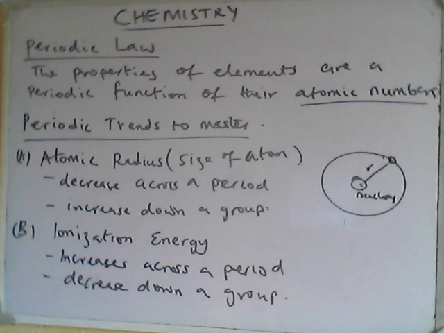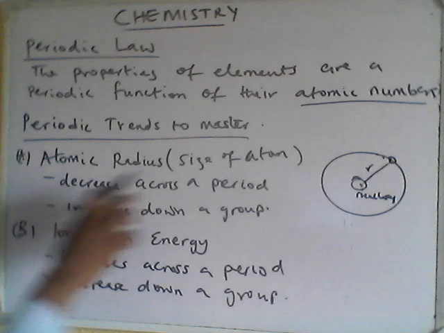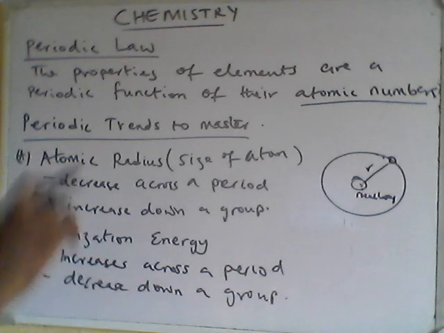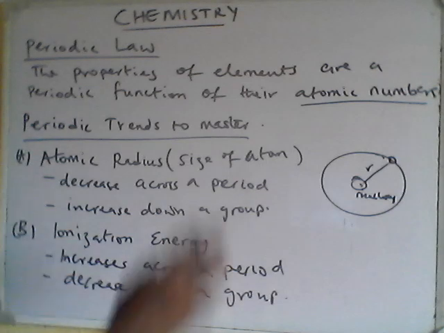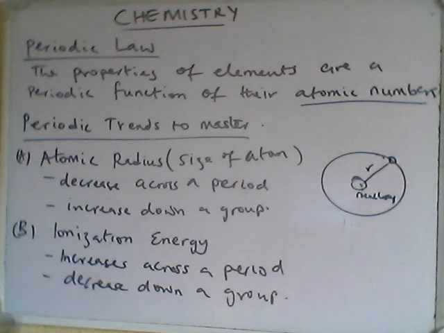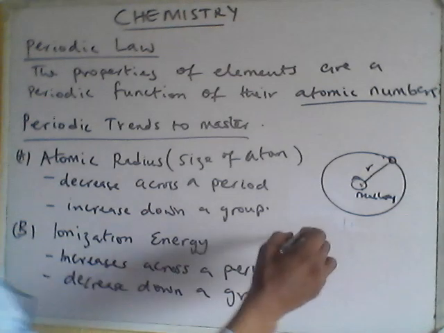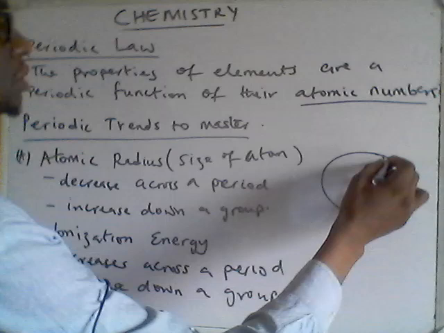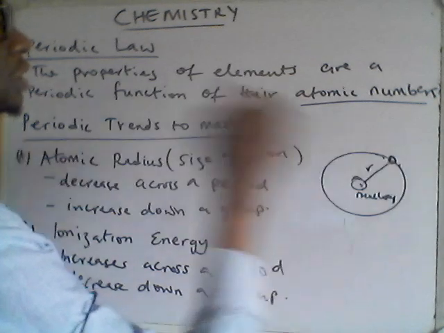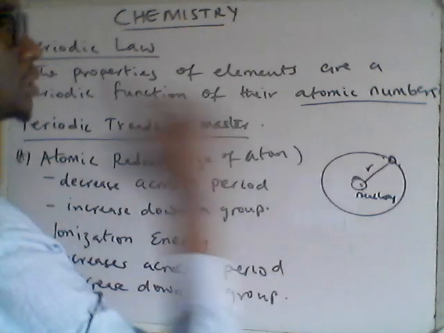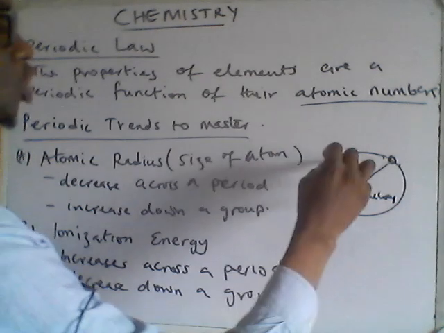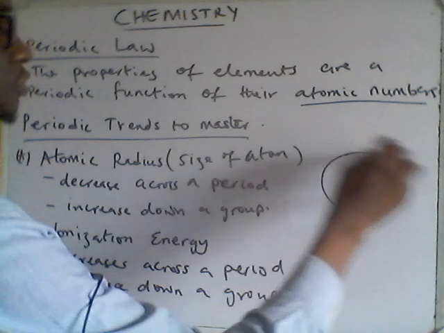Why is it like that? The reason why atomic radius decreases across the period and increases down the group is because electrons are more tightly held across the period and more loosely down the group. Now you see, across the period, more electrons are added at the orbit. For a period, the orbit level remains the same.